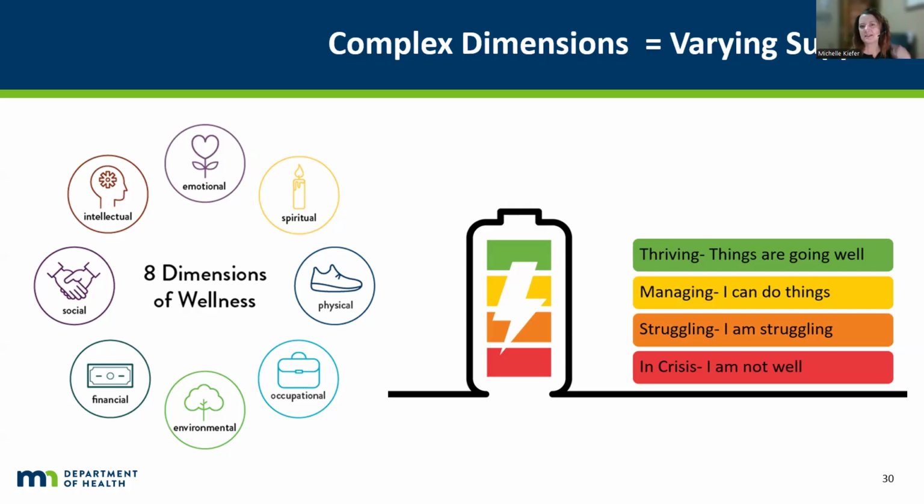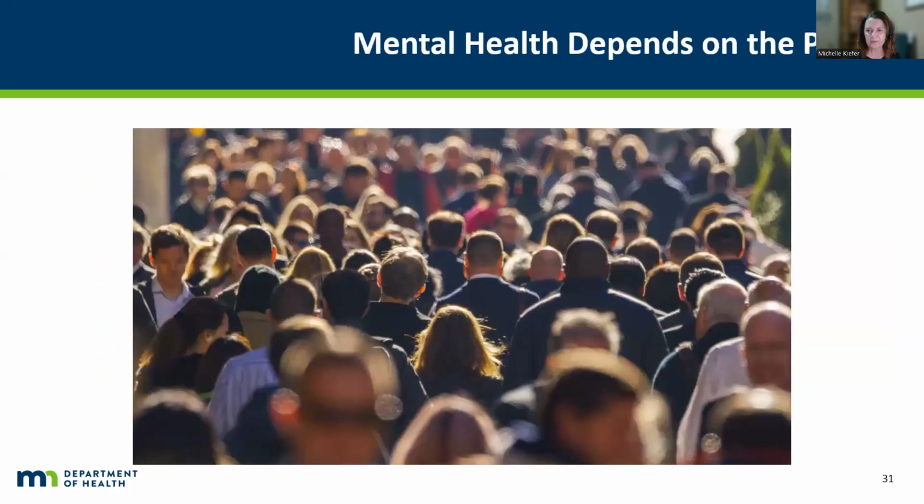All right, so let's dig a little bit deeper into mental health on the next slide. Remember that mental health depends on the person. Everyone is unique and different. Every person matters, and mental health means something different to each one of us. We may tend to fall in one zone most of the time, but it can drop into lower zones or go up to healthier zones. So it's always fluctuating.